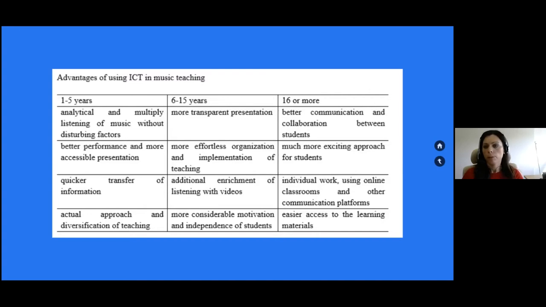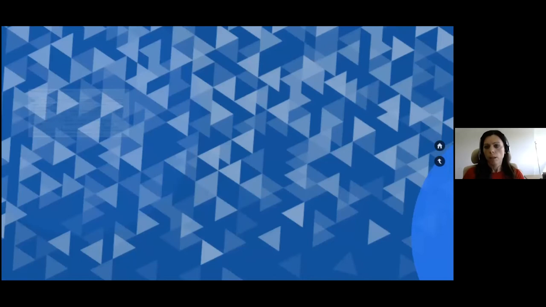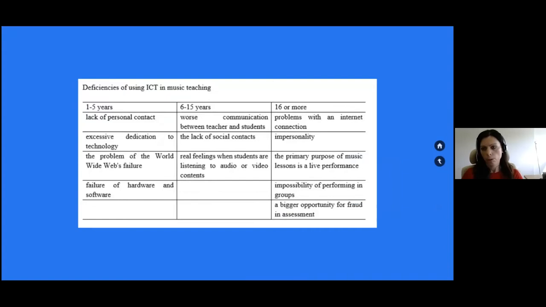And now the disadvantages: lack of personal contact, that we all know. Some stated problems with hardware and software, lack of social contact, impersonality. So the answers are quite the same as we can say them in everyday life.